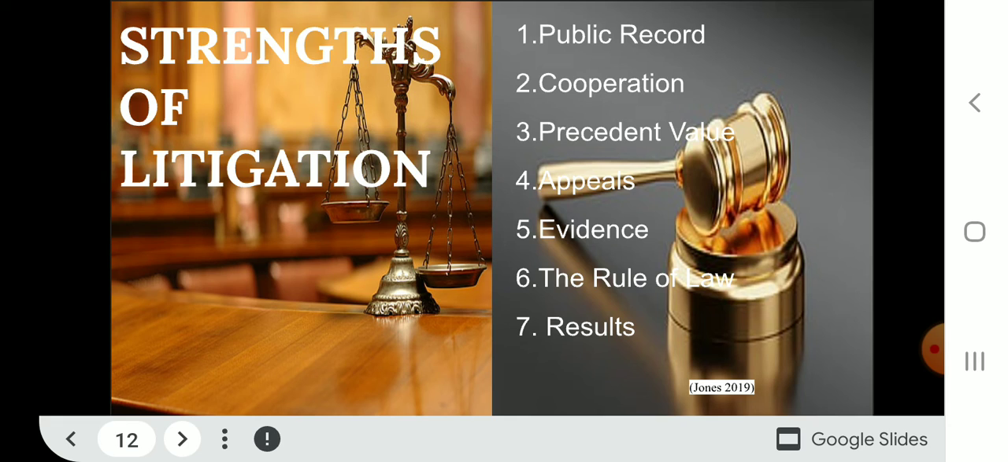Last but not least, results. One of the most obvious benefits of litigation is there is always a result. There is always a legal conclusion. The dispute is always resolved.